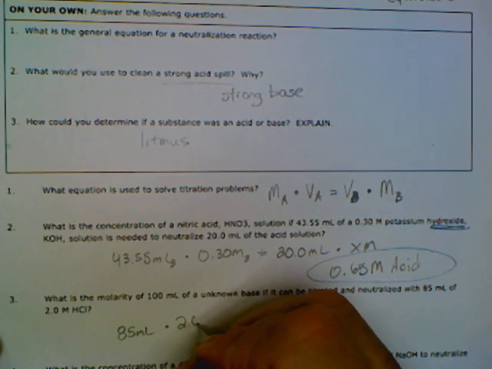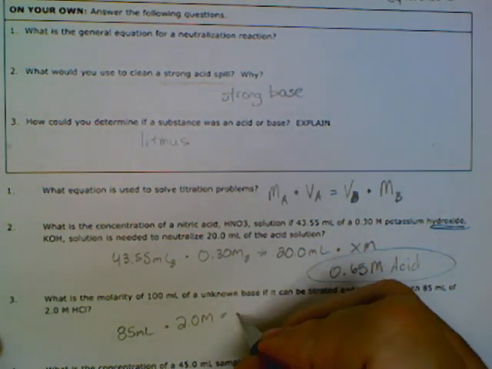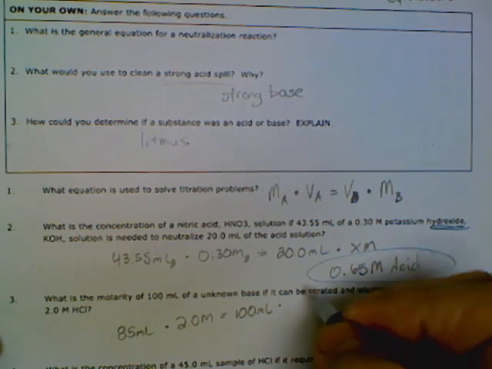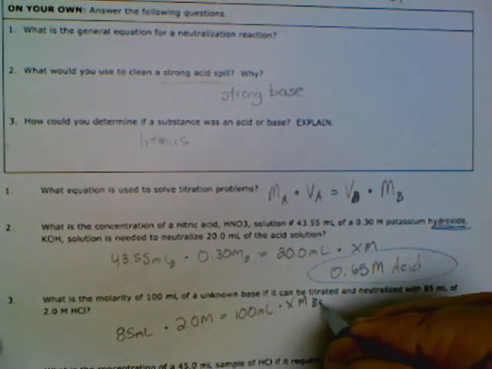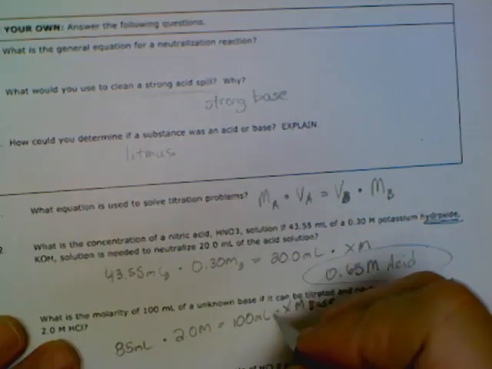HNO3 solution. What is the molarity of 100 milliliters of an unknown base that can be titrated? So again, now they've given me 85 milliliters of acid, and they've given me the molarity of it, 2, and it's 100 milliliters of base that we have titrated. So we need X molar base. 85 times 2 divided by 100 is 1.7 molar base.